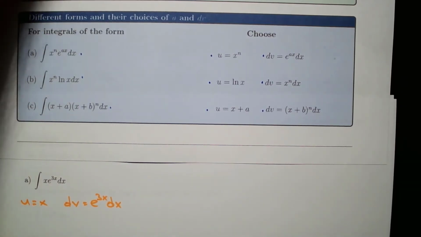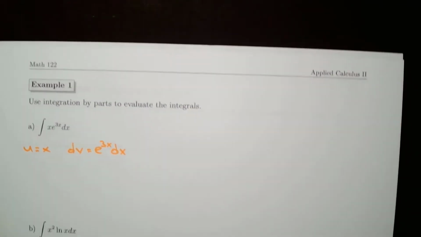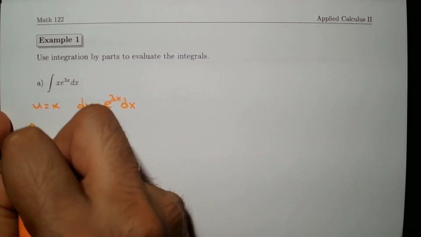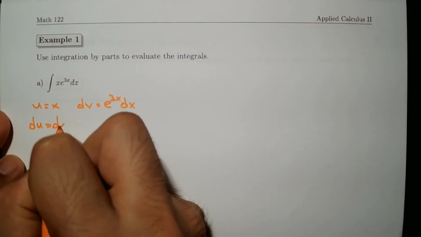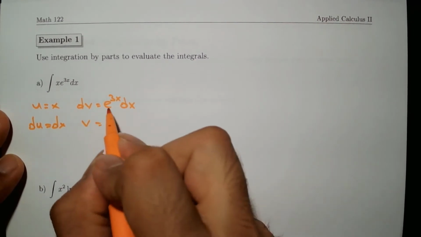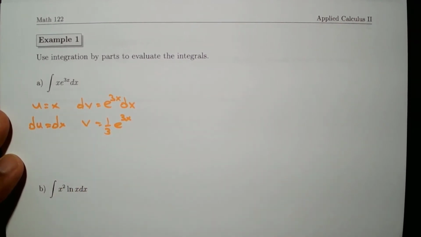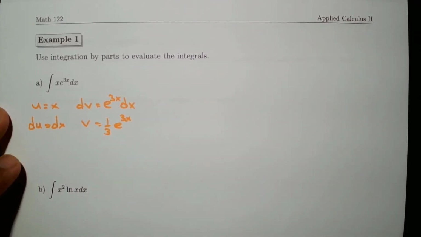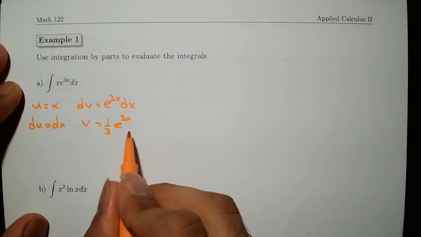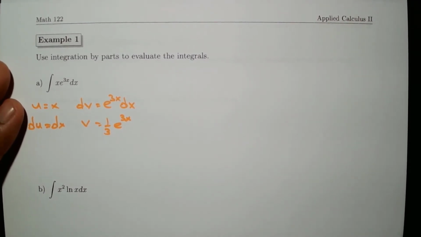Let me put this on the side so I can give you a better view of this paper. So u we are supposed to differentiate, rather take the differential, and this dv we get v by integrating. Recall that the integral of e to the 3x is going to be 1/3 e to the 3x. No need to add the plus c. I'm going to talk about it as I go through the examples here. The plus c in this case we're going to add at the very end of the exercise.